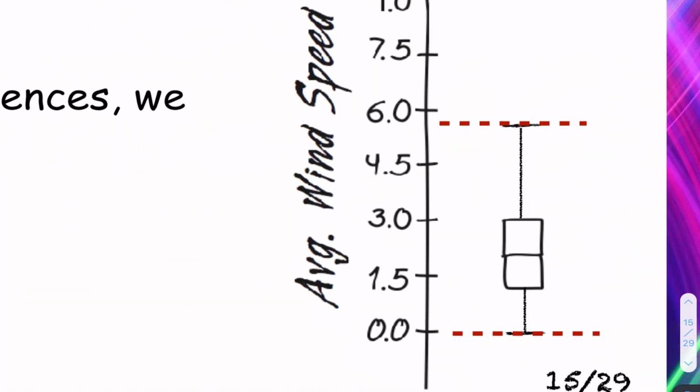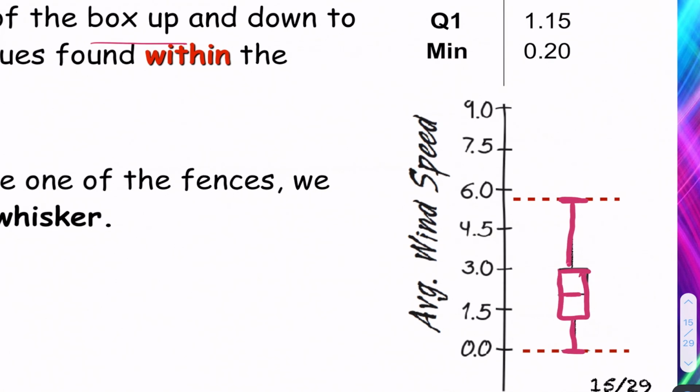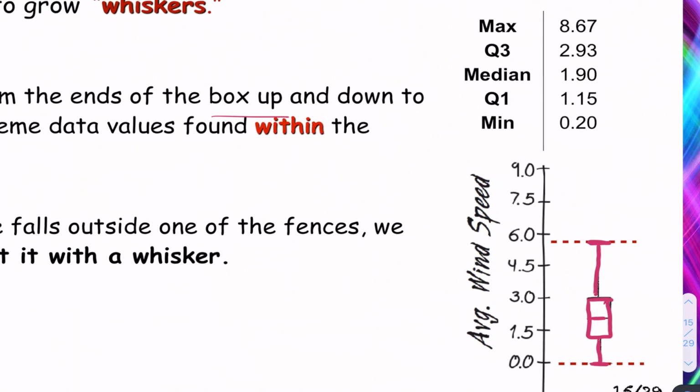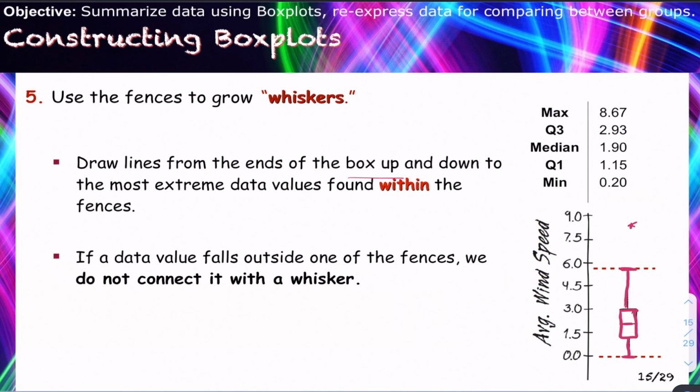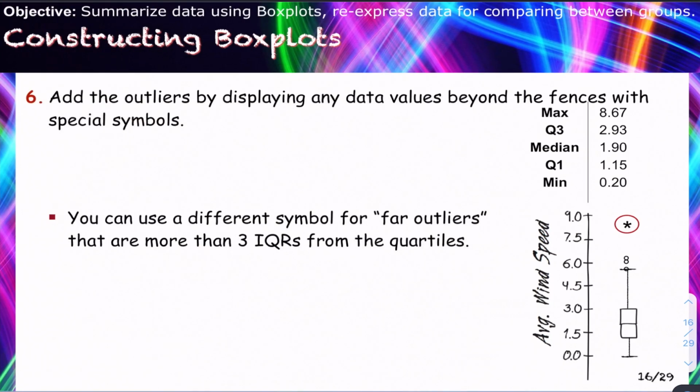So if we have our 2 fences and we have our box, this goes down to 0, we can start to see that that value of 8.67 falls outside of our box and whisker plot. This is when we add our outliers. Outliers are displayed by marking any data values beyond the fences with a special symbol.